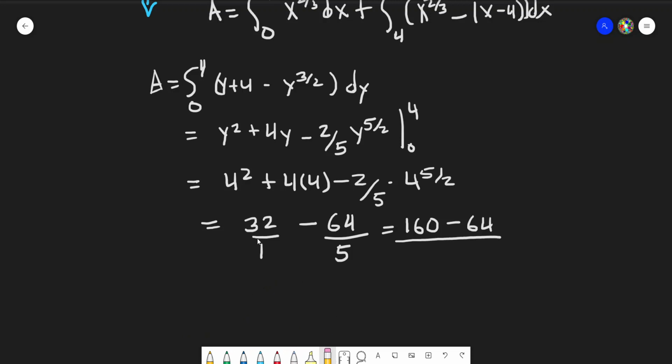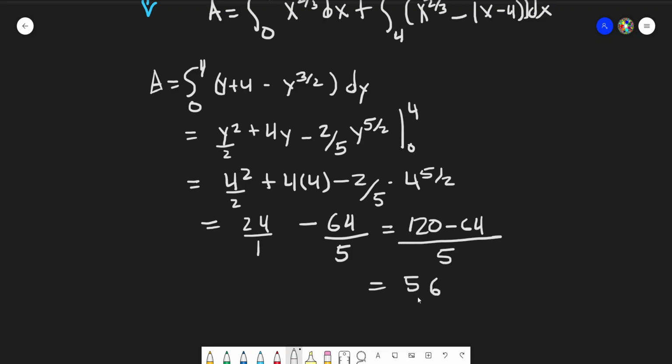Whoops, actually let me change this a little, because I just realized a small or huge typo. So this is going to be divided by 2, and that's divided by 2. So in actuality, that should change things, most definitely. So 16 divided by 2 is 8 plus the 16 is 24, and that's over 1. So that's going to be 120 minus 64, divided by 5, and that's going to give you actually 56 over 5. Okay, that makes more sense actually. So the answer is 56/5 units squared.